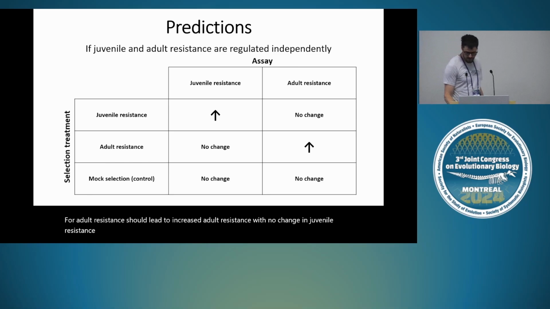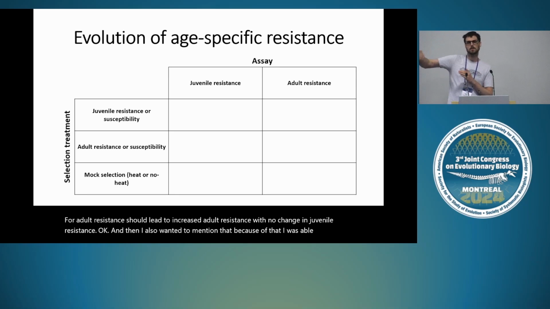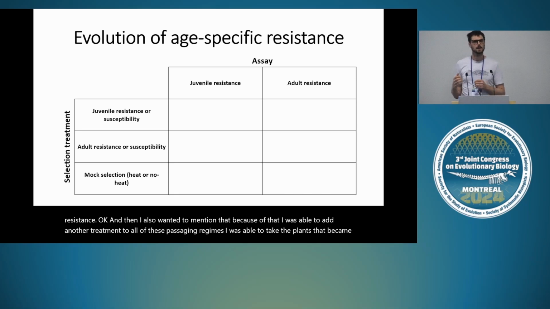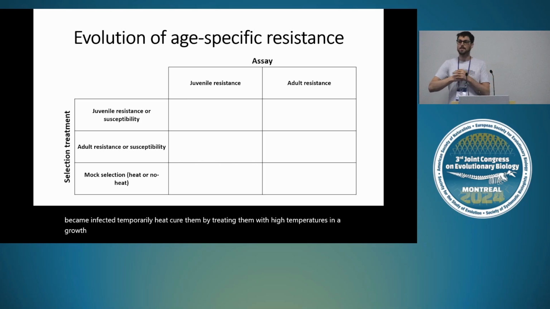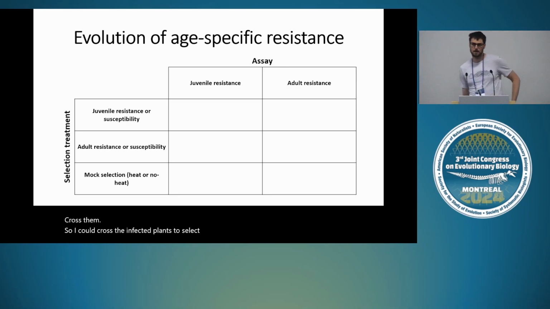Okay, and then I also wanted to mention that because of that, I was able to add another treatment to all of these passaging regimes. I was able to take the plants that became infected, temporarily heat cure them by treating them with high temperatures in a growth chamber, and that clears the infection and allows me to cross them, so I could cross the infected plants to select for susceptibility at each age.